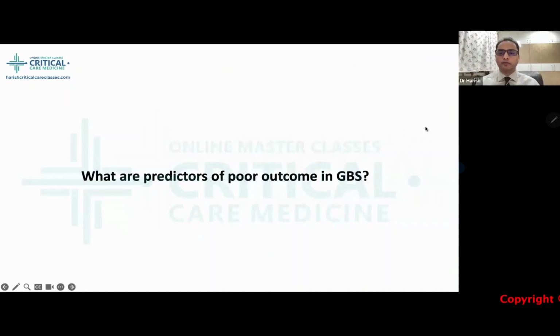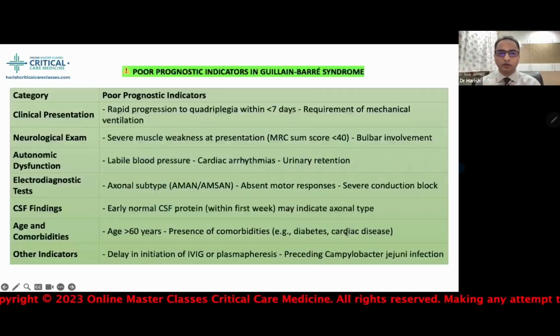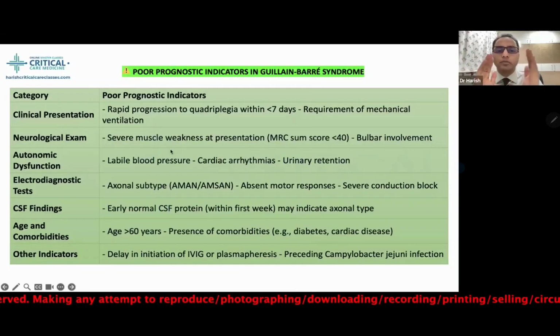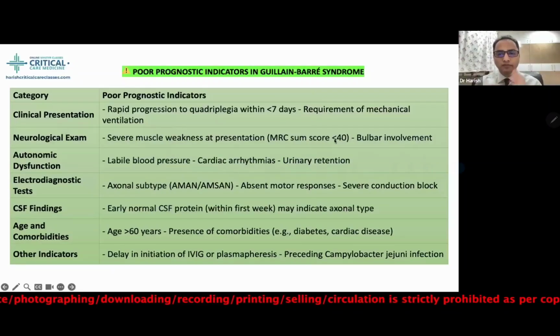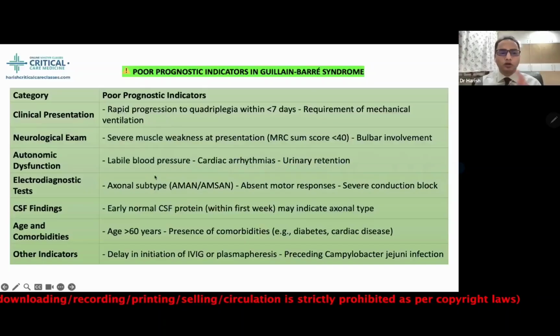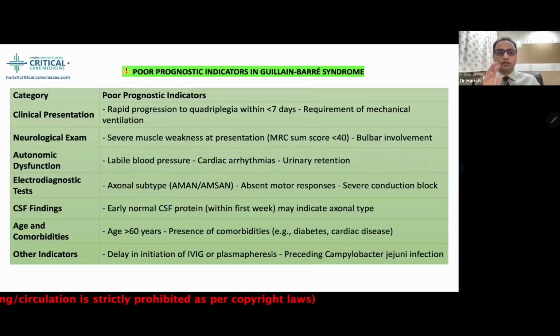So what are the predictors of poor outcome in GB syndrome? Our patient received the IVIG, but still there is no total response. But in general, what are the poor outcome predictors? Remember, rapid progression to quadriplegia within 7 days, and requirement of mechanical ventilation. Neurologically, severe muscle weakness at presentation, like an MRC sum score of less than 40, or bulbar involvement. Autonomic instability like labile blood pressure, cardiac arrhythmia, urinary retention.